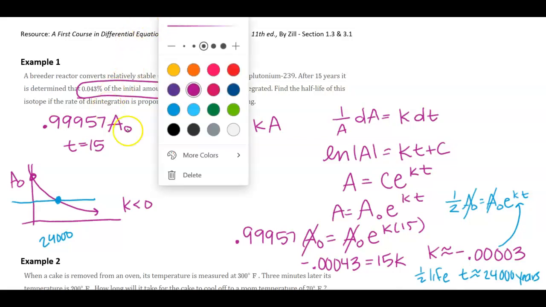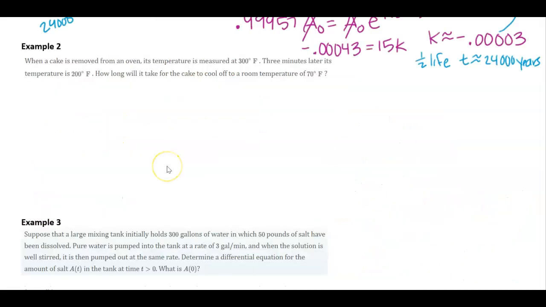All right, let's look at another example. Okay, a cake is removed from an oven. Its initial temperature is 300 degrees. And then after 3 minutes, the temperature is 200. How long will it take for the cake to cool off to room temperature, if room temperature is 70 degrees Fahrenheit?